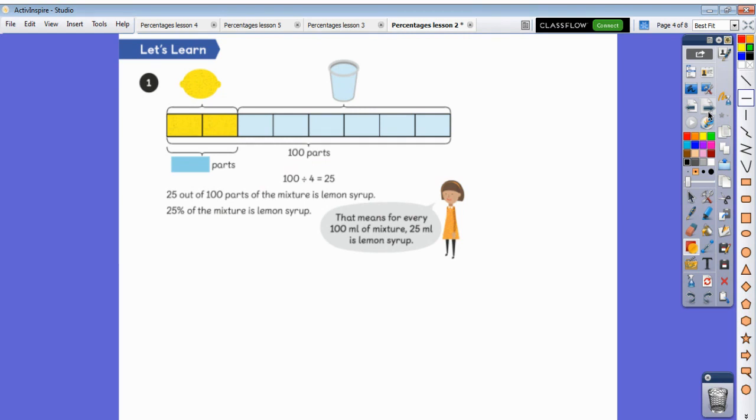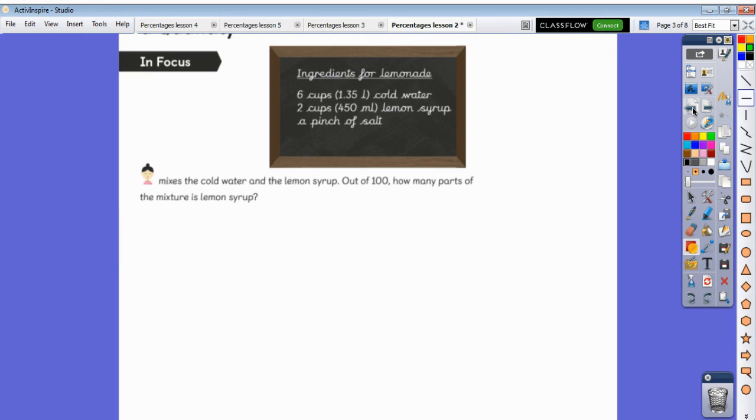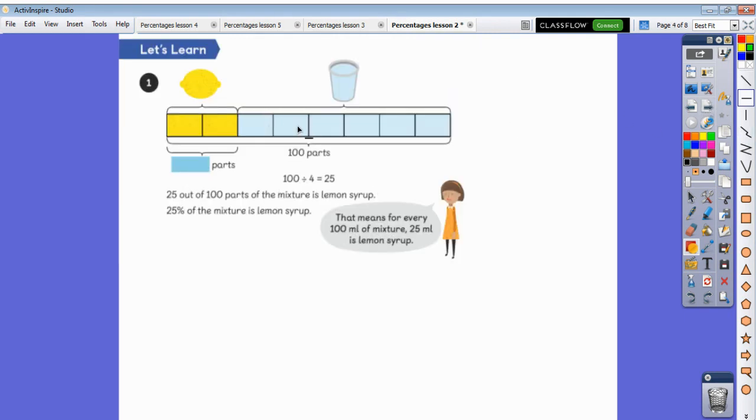So if we look here, we've got 25 out of 100 parts of the mixture is lemon syrup. So 25% of the mixture is lemon syrup. So if we go back to the problem, it says the girl mixes the cold water and the lemon syrup. So you've got 6 cups of cold water and 2 cups of lemon syrup. So there's my 6 cups of water in blue and my 2 cups of lemon syrup. Okay, and we've got 1, 2, 3, 4, 5, 6, 7, 8. So we've got 8 parts in total.